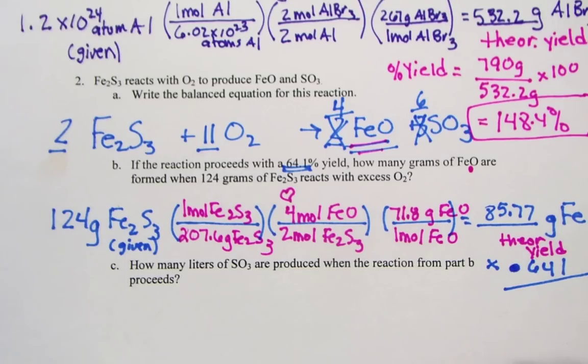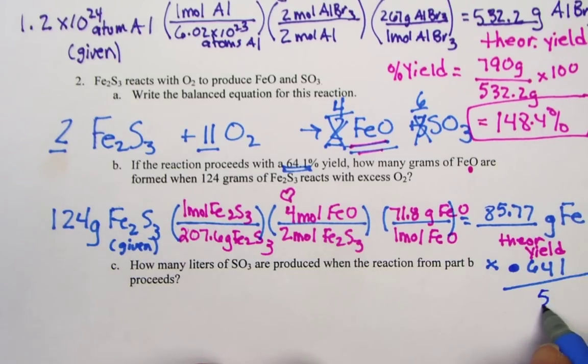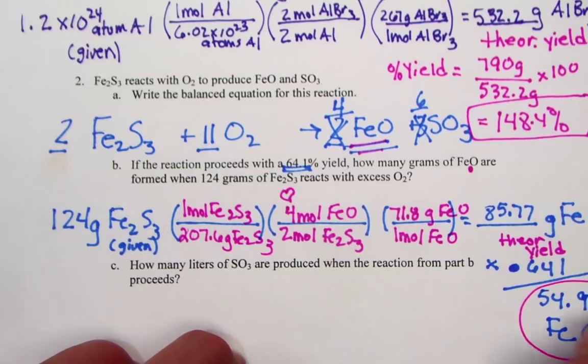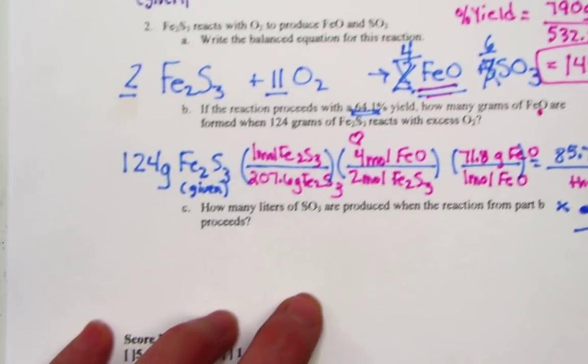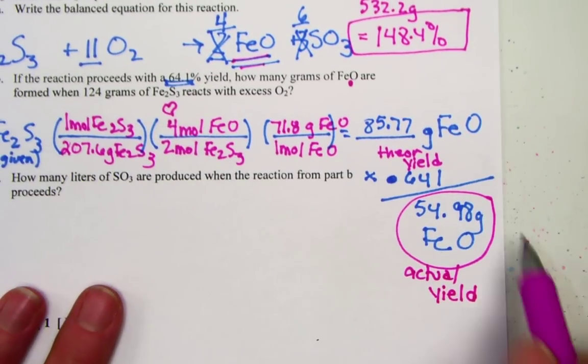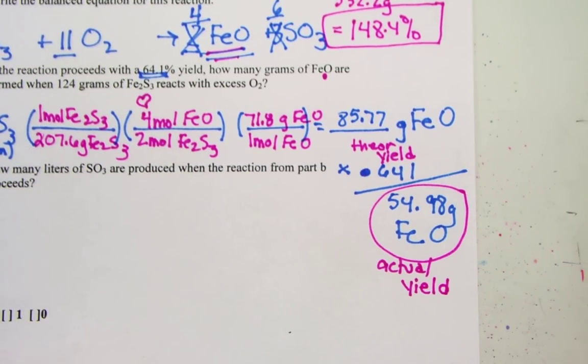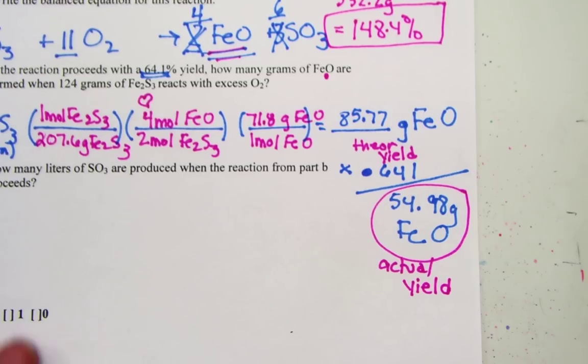0.641 times 85.77 gives me an actual yield of 54.98 grams of FeO. And that is the answer I would circle as my actual yield. And on the screen you can see I've circled 54.98 grams FeO is my final answer.